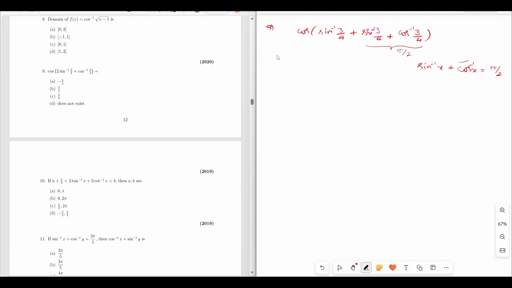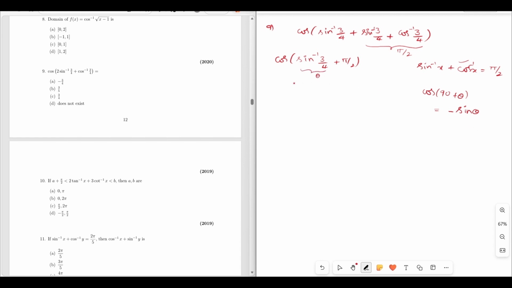So on replacing, what do I get? Cos of sin inverse 3 by 4 plus pi by 2. Okay. This is of the format cos 90 plus theta. So cos 90 plus theta is equal to, cos will get changed to sin and we get sin theta. Since it is cos 90 plus theta, it is in the second quadrant. In the second quadrant, cos is negative. So we get minus sin theta, where theta is sin inverse 3 by 4.